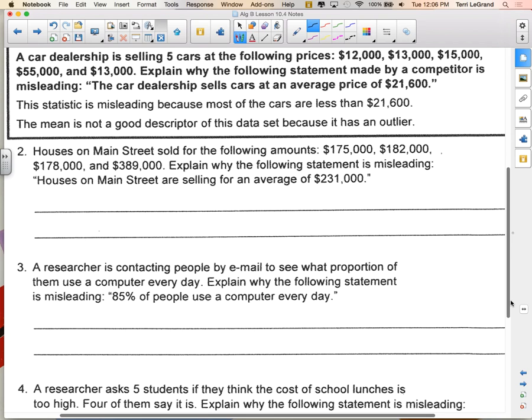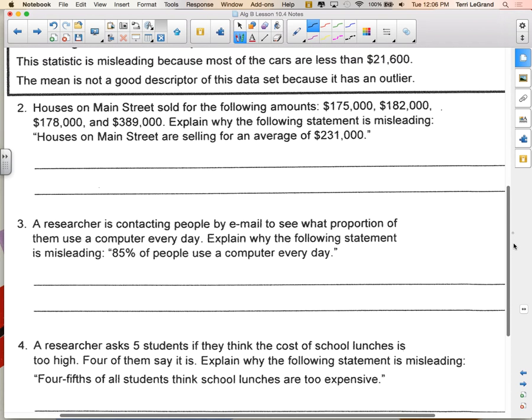Okay? Okay, let's look at number 2 here. Houses on Main Street sold for the following amounts: $175,000, $182,000, $178,000, and $389,000. Why is it wrong? Why is it misleading for somebody to say, you know what, the houses on Main Street are selling for an average of $231,000, right? Because they threw in an outlier of 389,000. Yeah, $389,000 is an outlier. So what did that do to the mean? It raised it up.